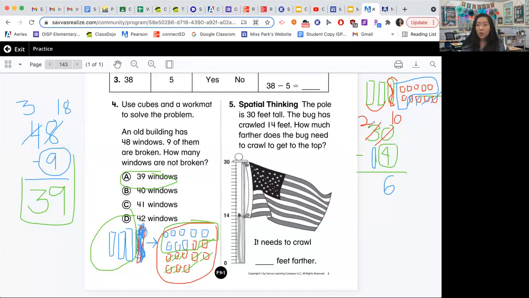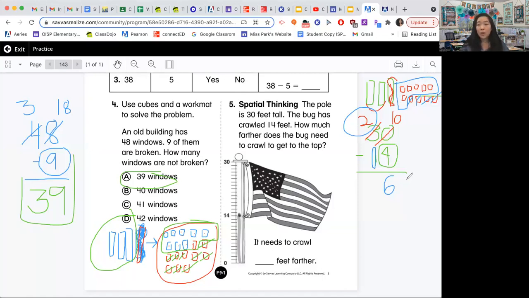Well, what number is bigger, 2 or 1? 2, very good. So what is our poem? More on top, no need to stop. Say it with me. More on top, no need to stop. So you do not need to regroup.